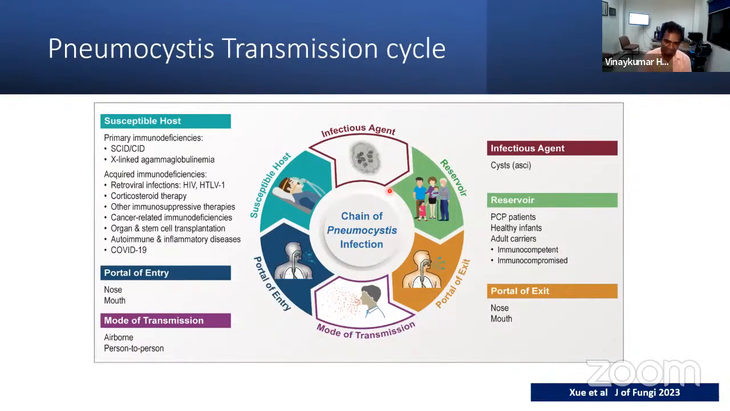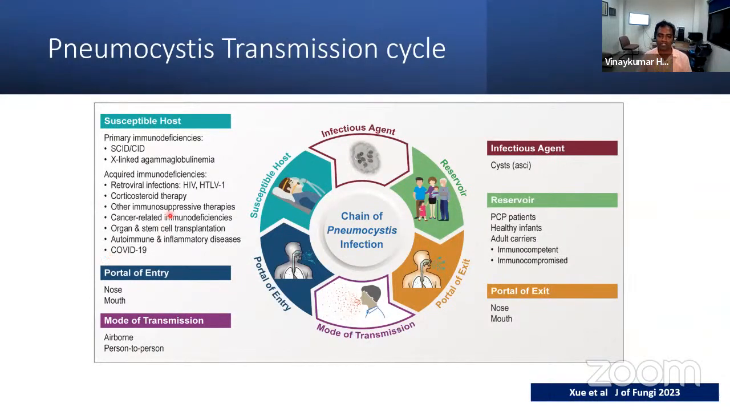Susceptible patients get infected. So you might know that pneumocystis was one of the AIDS defining illnesses in the past. Subsequently, in the next slide, you will come to know that it can infect anyone with immunodeficiency. And the most recent addition to the list of risk factors for pneumocystis is COVID-19. COVID-19 has also been added to the list of risk factors for development of pneumocystis pneumonia. So how does a person, a susceptible host, get infected?